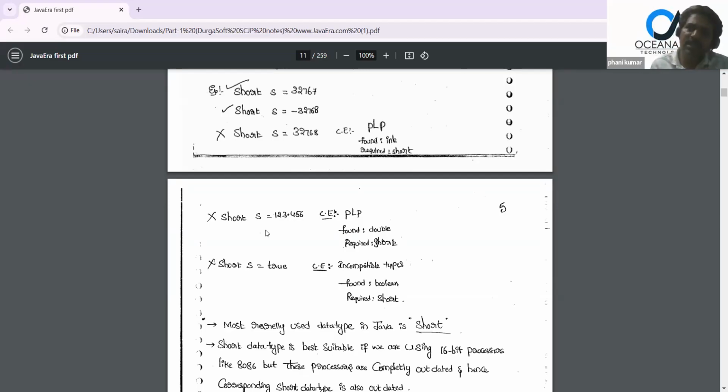Clearly, that means a floating value is assigned to short type, but the range is not supported. If the range is not supported, we are getting the same error, PLP, possible loss of precision. I am getting that error. Clear?